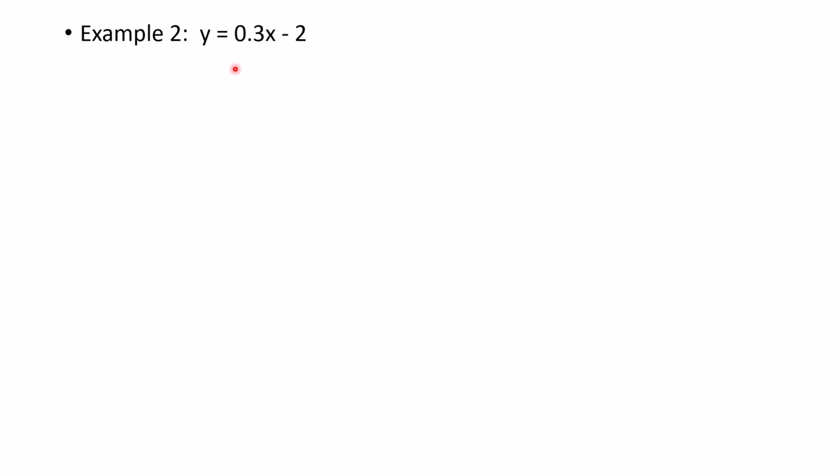All right, now this one has a decimal in it. And again, we have to have it in integer form. So there's a couple of ways you can reason through this. One is to think of 0.3 as 3/10.